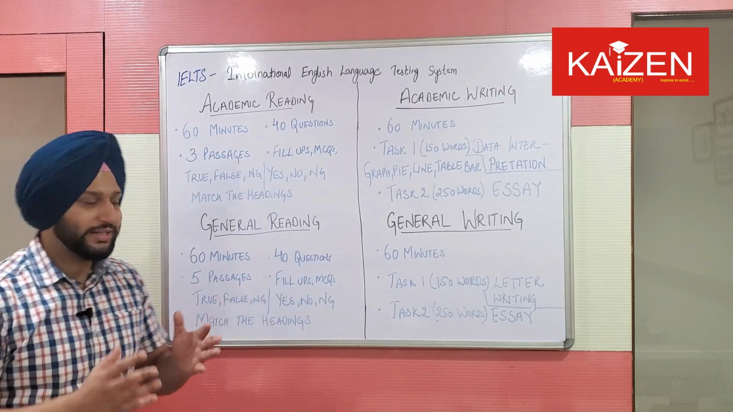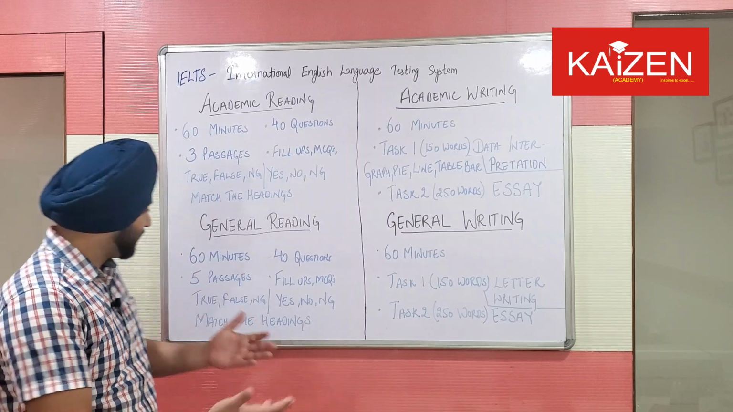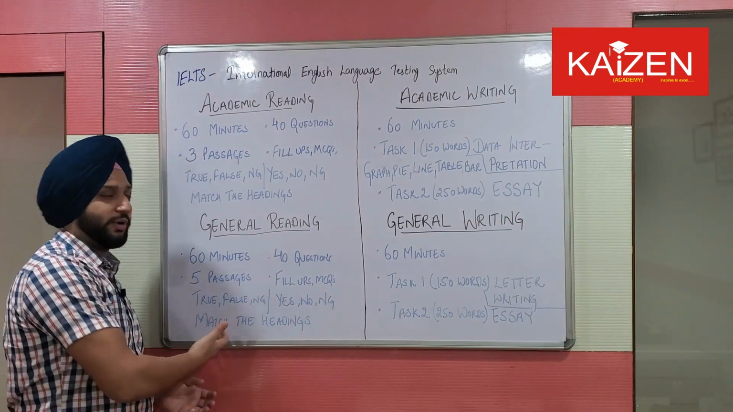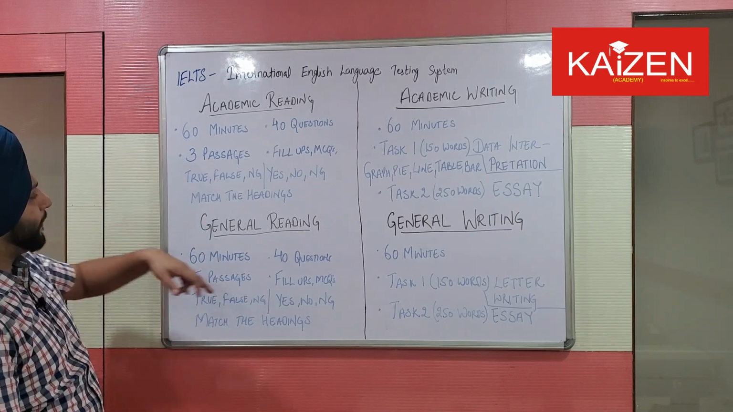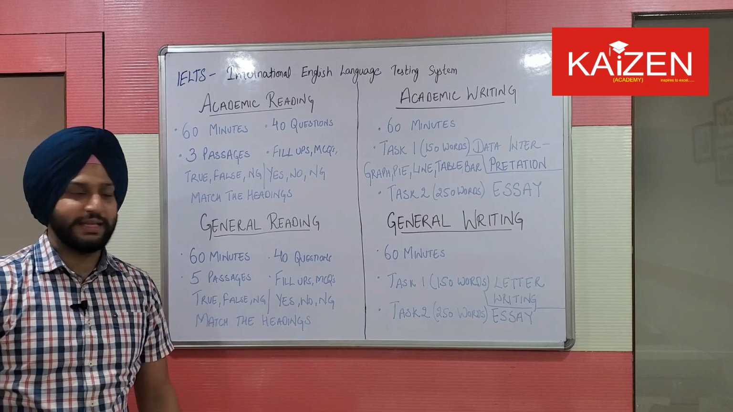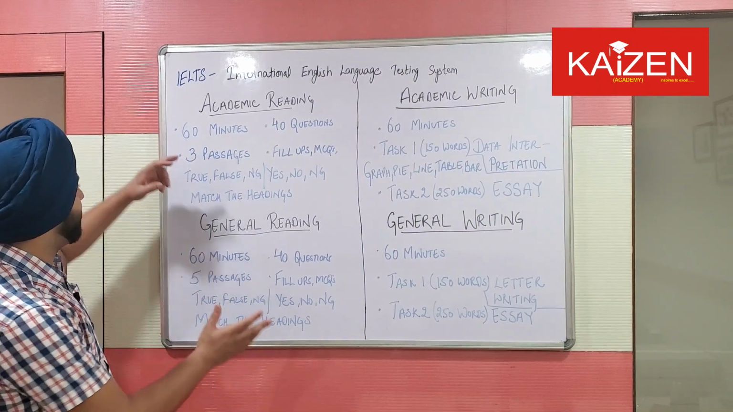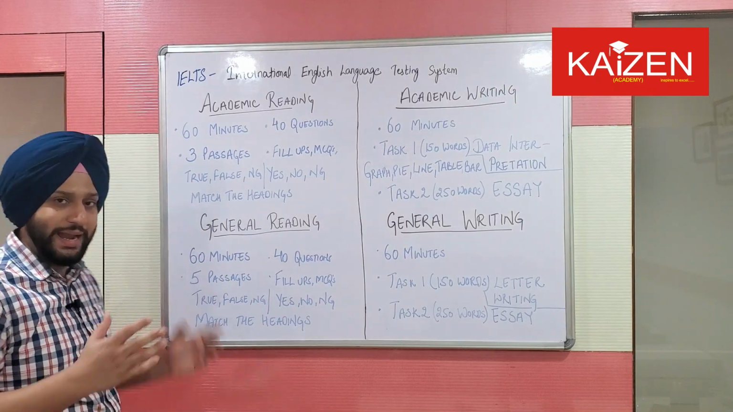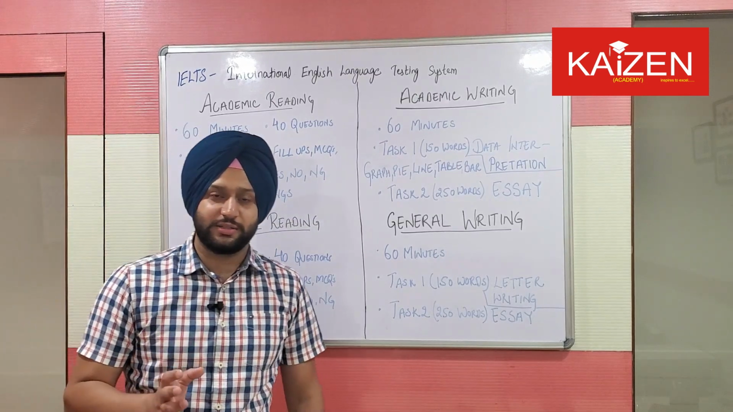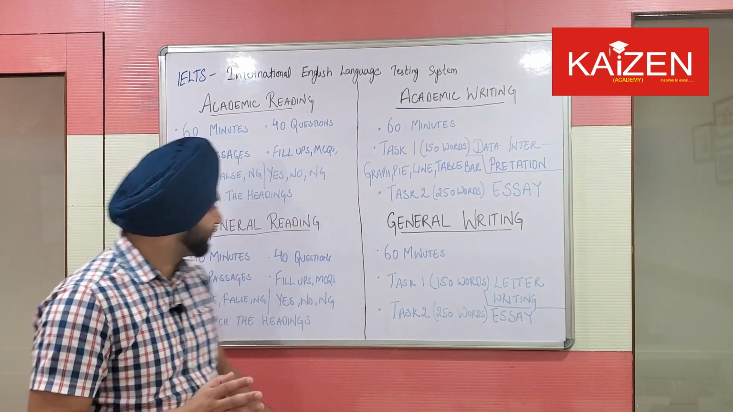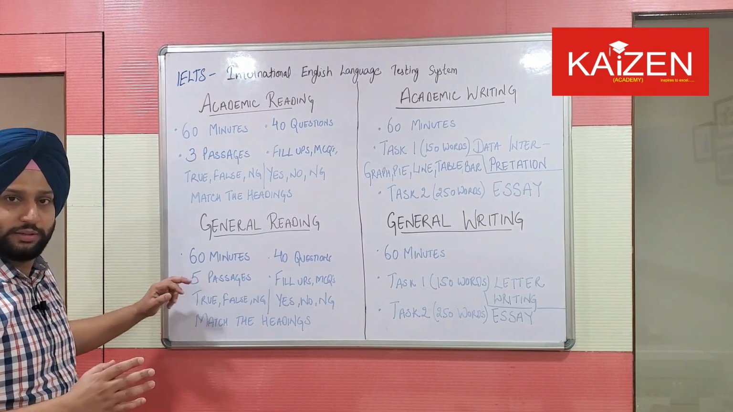Now, question types for general reading remain the same. Fill-ups, MCQs, true false not given, yes no not given, match the headings. Duration remains the same. Number of questions remains the same. But there is a difference between the number of passages and the context of the passages. Very important, the context of the passages. 3 passages here, 5 here.